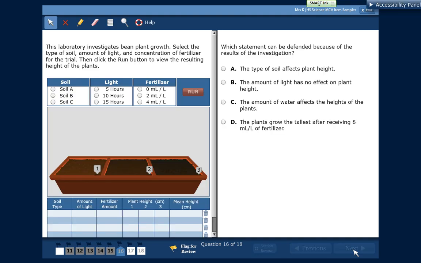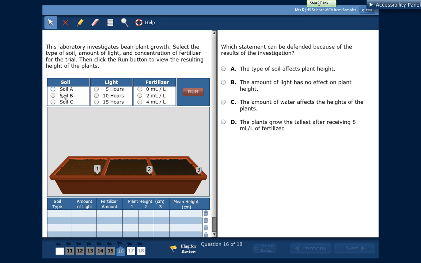Okay, next one. Which statement can be defended because of the results of the investigation? So essentially, which statement is true? Okay, the type of soil affects plant height. The amount of light has no effect on plant height. The amount of water affects heights of the plants. And the plants grow the tallest after receiving 8 milliliters of fertilizer. Okay, so what you need to do, these are the variables you can change. This is investigating bean plant growth. Select the type of soil, amount of light, concentration of fertilizer, then click Run to view the resulting heights of plants.